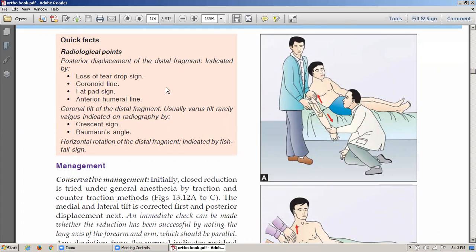So the quick facts are the radiological points. The posterior displacement of the distal fragment is indicated by loss of the teardrop sign, coronoid line, the fat pad sign and the anterior humeral line. Coronal tilt of the distal fragment, which is usually varus and rarely valgus, is indicated on radiography by the crescent sign and Baumann's angle. Horizontal rotation of the distal fragment is indicated by the fish tail sign.